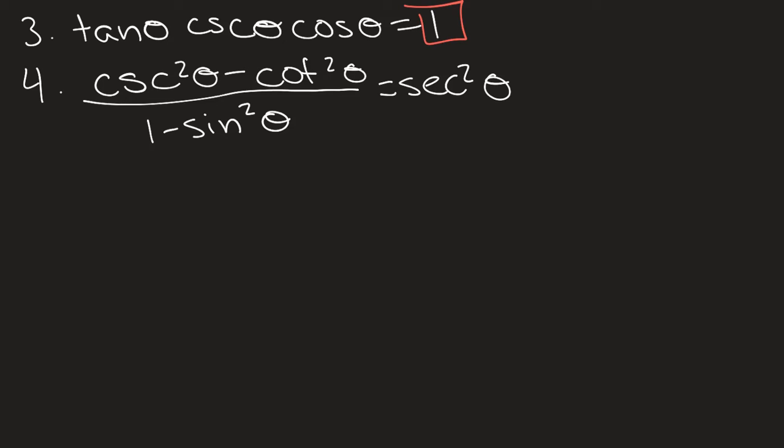All right, go ahead. This secant squared is going to be the easier side. Go ahead, pause, work on these on your own, and then come back when you finish to check.